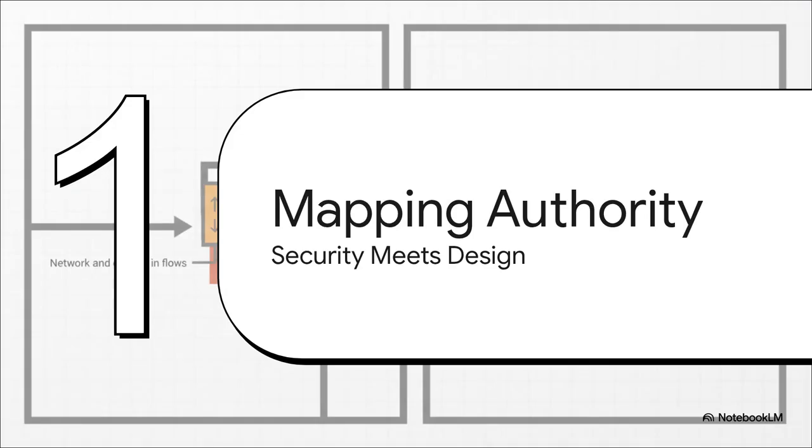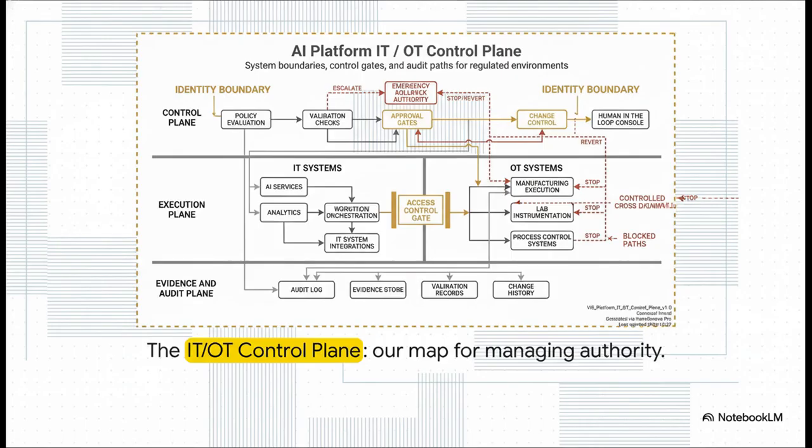Okay, so how do we actually get this right? Well, we need a map. We need a way to see and manage how authority flows through a system, a way to make this abstract idea of control something we can actually look at and work with. And this is our map.